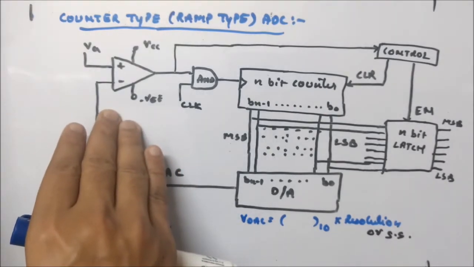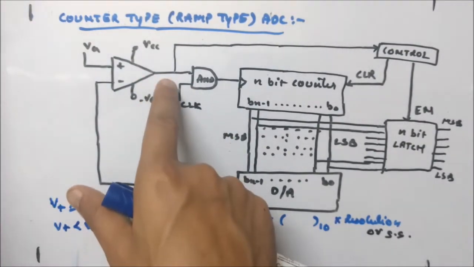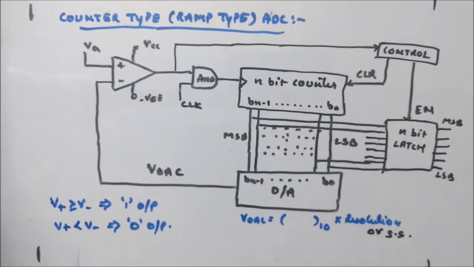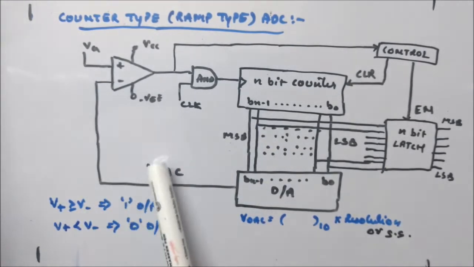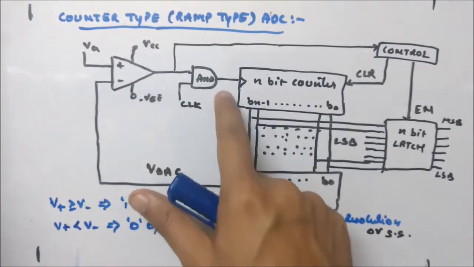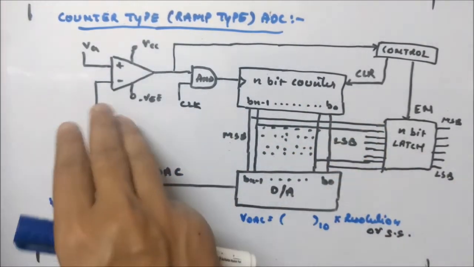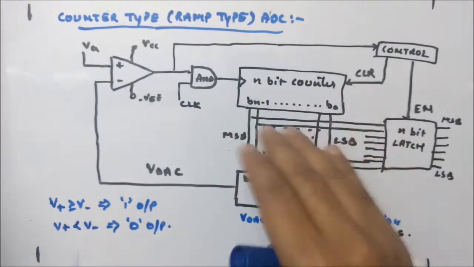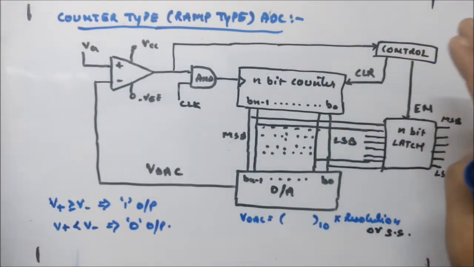If the analog voltage VA is greater than the DAC output, then the comparator output will be logic 1. So usually VA is greater than the DAC output, again you will have logic 1 here, meaning the clock will still be passing through. Until V minus becomes greater than VA, your counter will continue counting, and this is an up counter. It will go on counting.